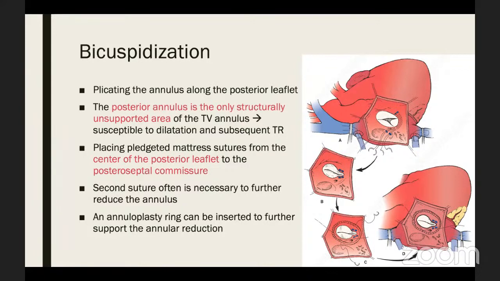The technique is by placing pleated mattress sutures from the center of the posterior leaflet all the way to the posteroseptal commissure. And then a second suture is placed in the same way to further reduce the annulus. And the suture is then passed through a second pledget before being tied down. And finally, an annuloplasty ring can be inserted to further support the annular reduction.